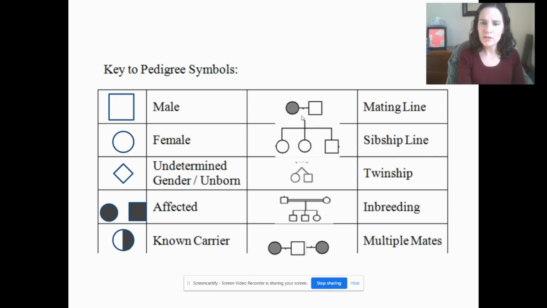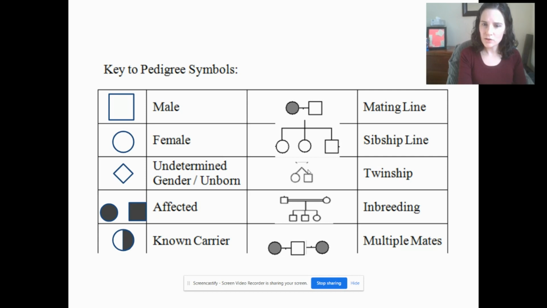The first type of line is directly connecting a circle and a square. We consider that a mating line. It used to be called a marriage line, but now we just call it a mating line. And then we have a sibship line. This is a horizontal line as well, and it doesn't directly connect a male and female. It's connecting you and your siblings. So here would be me, a sister if I had one, and a brother, showing that we are sharing the same parentage, but we are not mating.